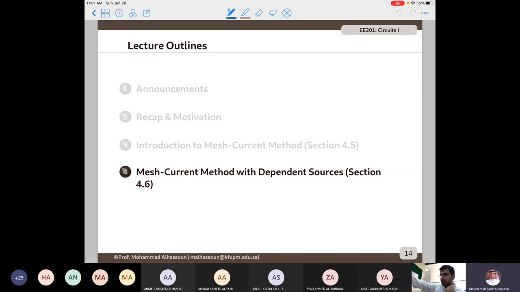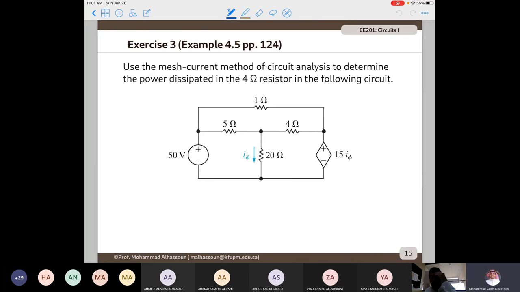Okay, very good. So now let's consider the case when we have a dependent voltage source. We saw previously, when we talked about the mesh current and the node voltage method, that having a dependent source did not change much of our calculation. It only adds the need to impose the constraint equation. We're going to see exactly the same behavior here. So let's attempt to solve this problem.